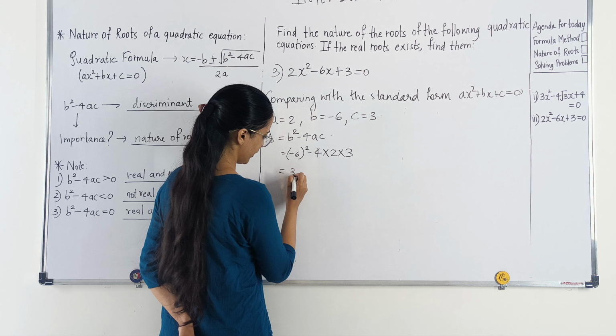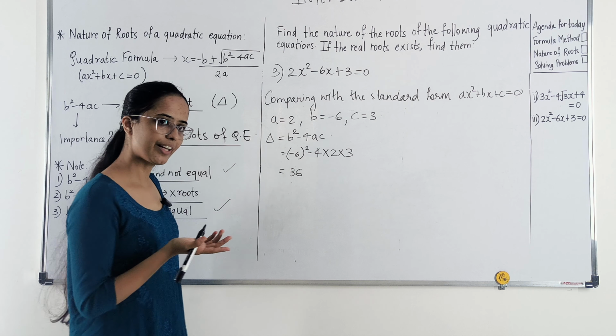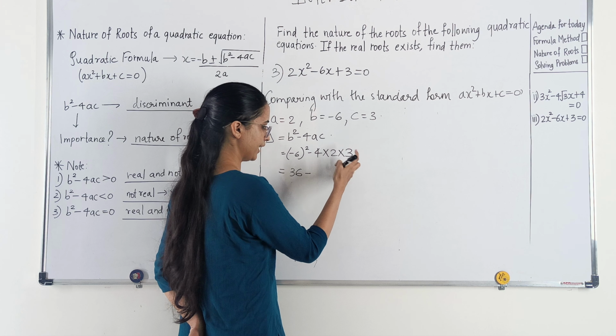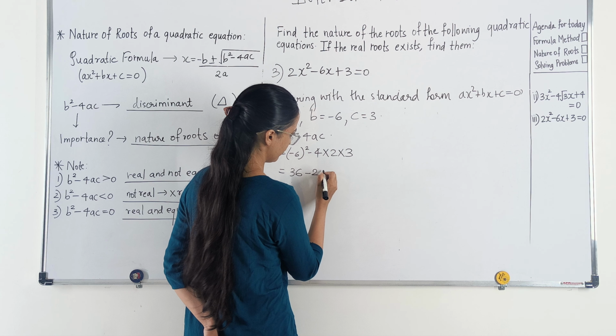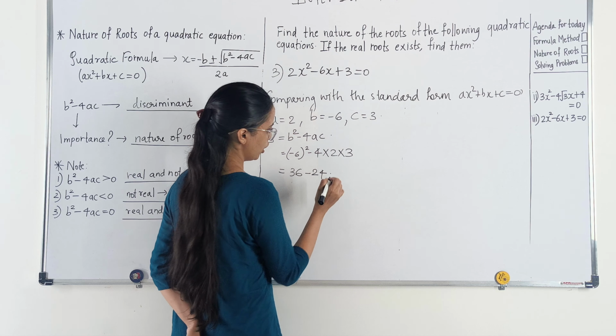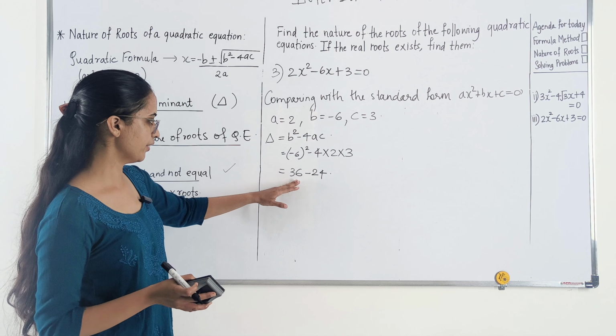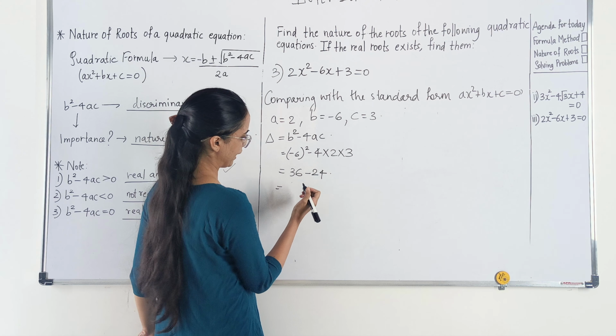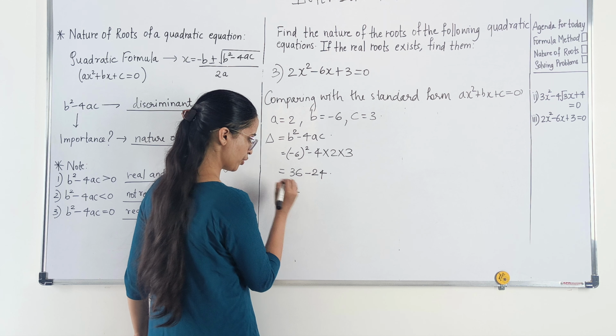6 का square is 36. नेगेटिव नंबर है लेकिन स्क्वायर है तो पॉजिटिव ही आंसर आएगा. Then 4 2s are 8 and 8 3s are 24. So we get the answer as 36 minus 24, and we all know that 36 minus 24 is 12.